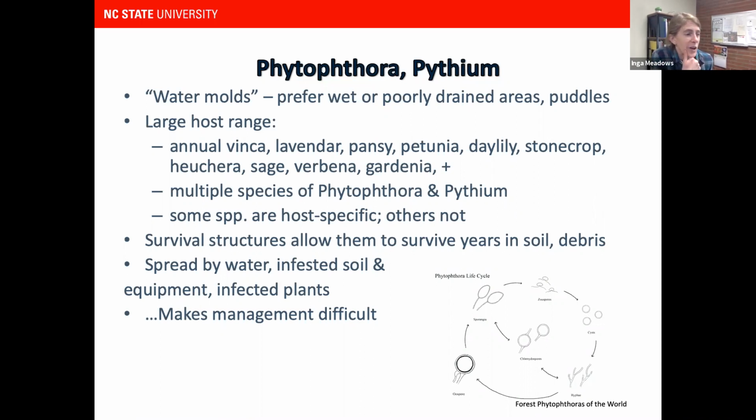At the bottom right, I've got a diagram of a life cycle of a basic Phytophthora, but essentially those structures are what make it easy to survive and spread. So those oospores and chlamydospores are two structures that can survive long periods of time. And then the sporangia and zoospores in the top bit of that picture are the structures that can form and spread in water.